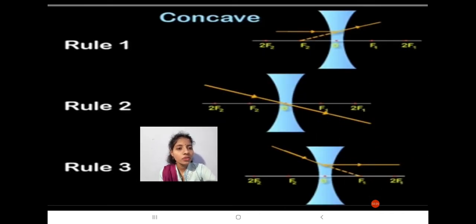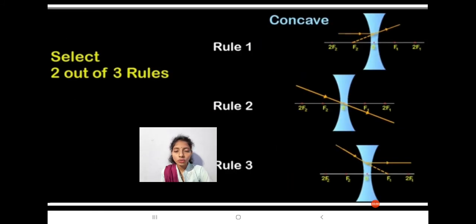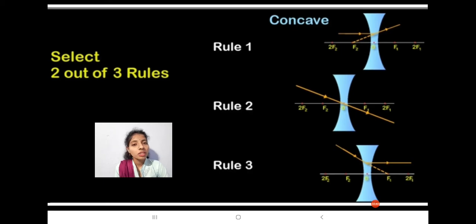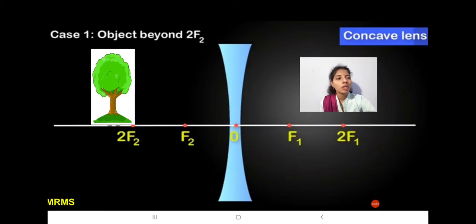So these are the three rules to draw the ray diagrams for the concave lenses. Here you can see rule 1 and rule 3 are quite opposite, right? This is due to reversibility of light. So similarly for concave lenses also we have to choose 2 out of the 3 rules to draw the ray diagrams. Now first case, here object beyond 2F2.